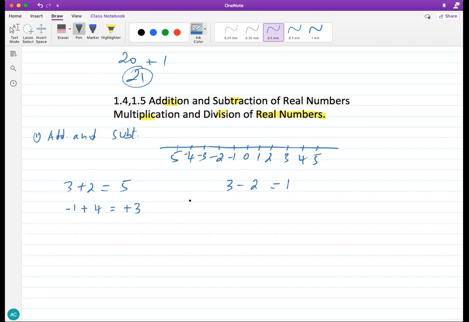And what about -2 minus 1? You can either do it with a number line, or you can just think of it the way you usually think of it. So what is -2 minus 1?